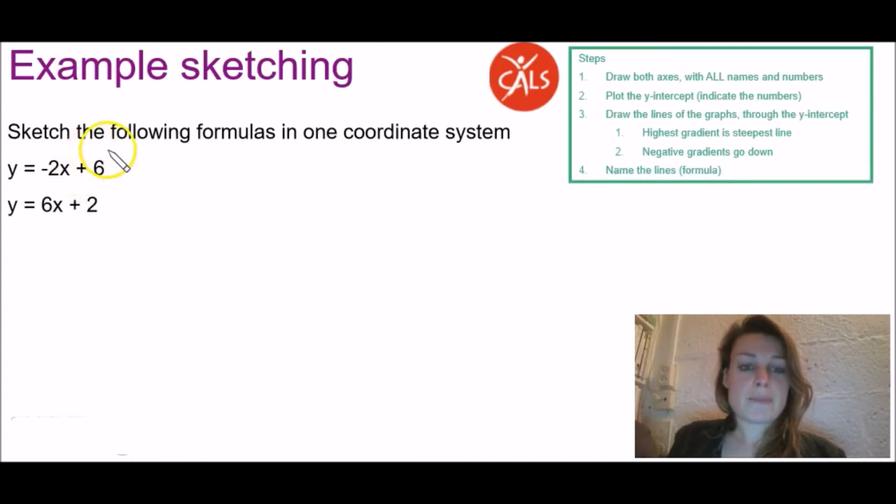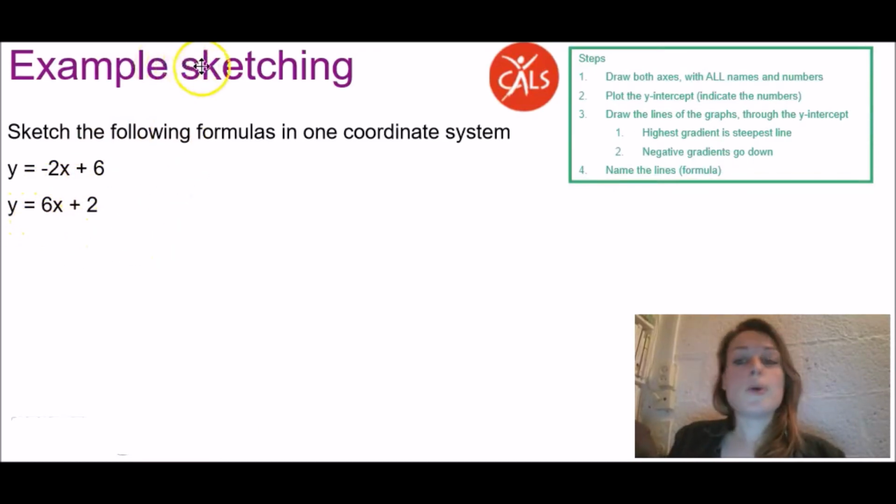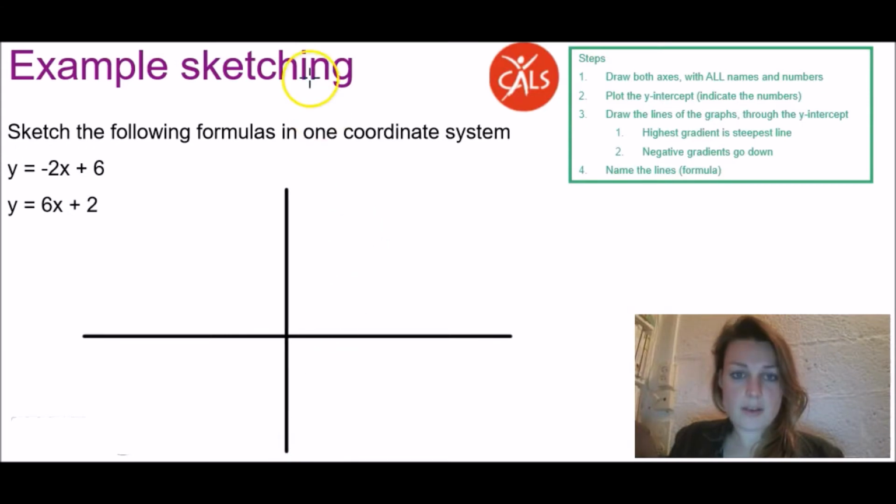So you have to sketch the following formulas in one coordinate system. Y is minus 2x plus 6. And y is 6x plus 2. So step 1, draw both axes and with all names and numbers. So that's what we're going to do. I'm going to make this axis and we're going to make this axis. Okay, and with all names and numbers.